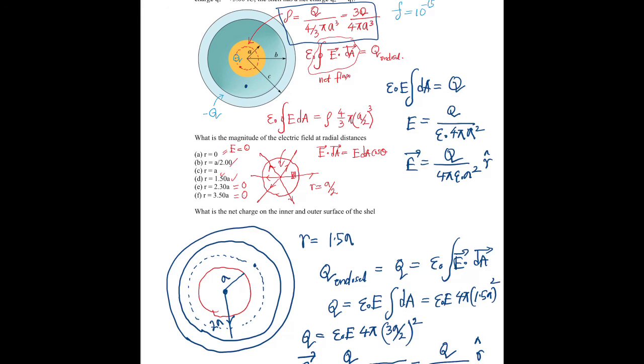And how do you get the net charge on the inner and outer surface of the shell? The net charge on the inner surface of the shell is minus 5 picocoulomb. Outer surface, that's 0.